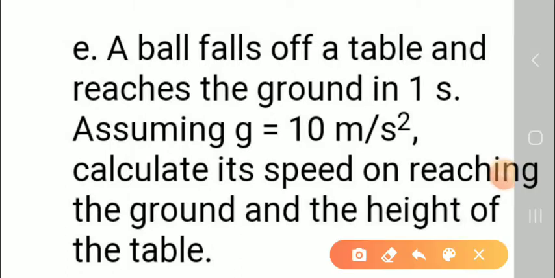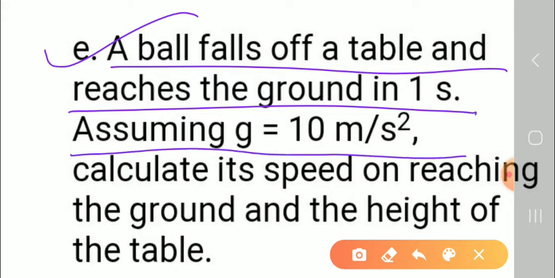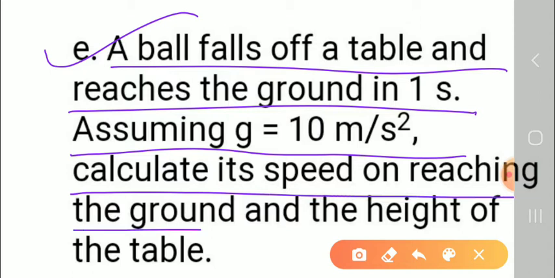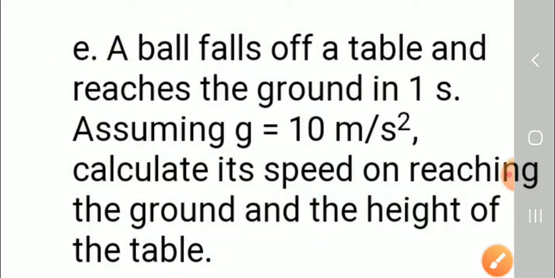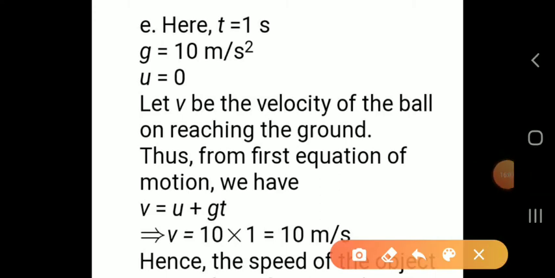This is the E question, children. A ball falls off a table and reaches the ground in 1 second. Assuming that g is equal to 10 meter per second square, you have to calculate its speed on reaching the ground and the height of the table. So let us see the solution for this, children.